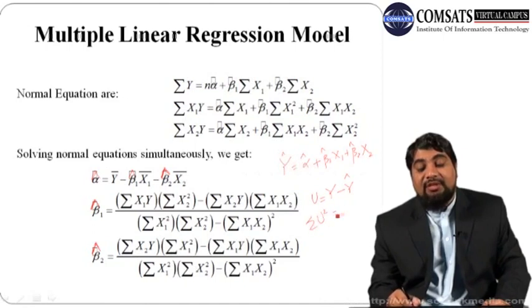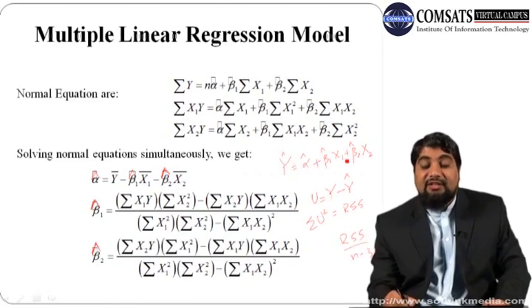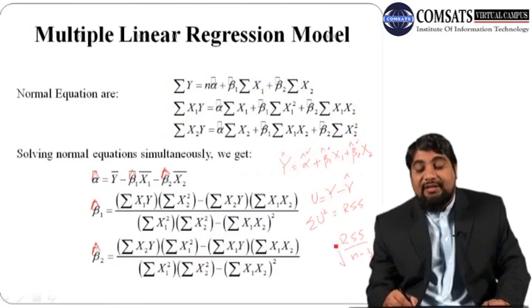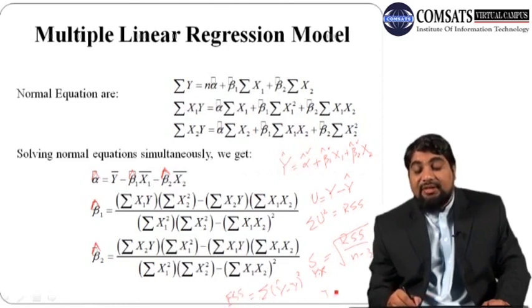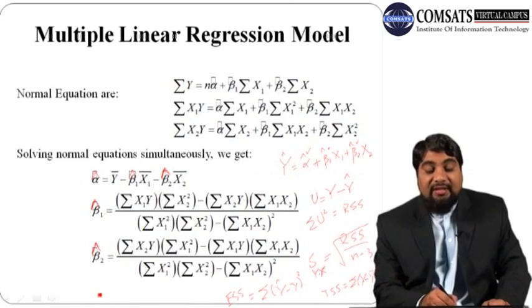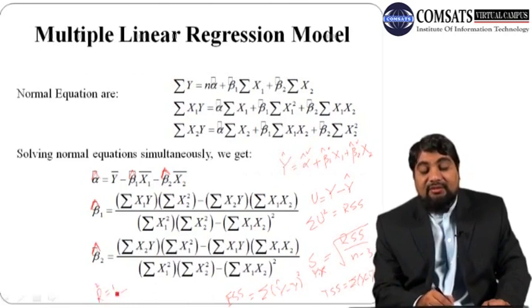Squaring the residuals and summing them, we can calculate RSS, and dividing RSS by n minus 3 in this case, because we have now three parameters, alpha hat, beta 1 hat, beta 2 hat, and taking the square root, we get the standard error of regression, Sy.x. Similarly, we can calculate the summation of (y hat minus y bar) whole square; this is the explained sum of squares. We can also calculate TSS, which is the summation of (y minus y bar) whole square, and then we can calculate R square by dividing ESS by TSS.